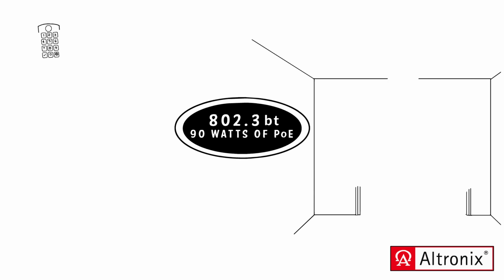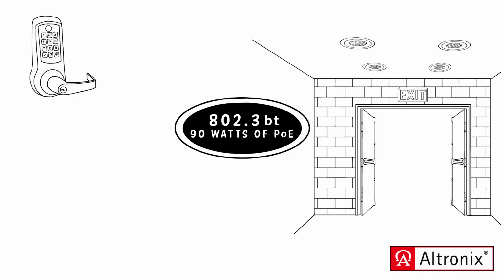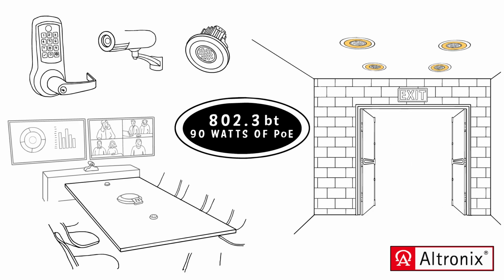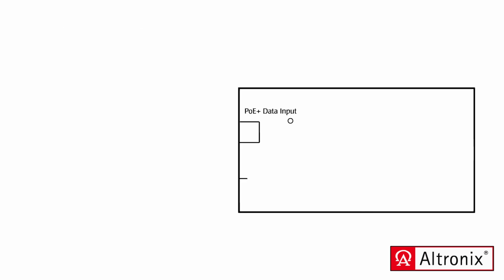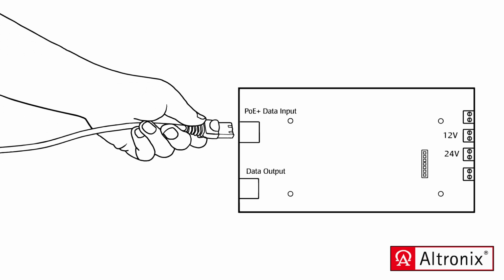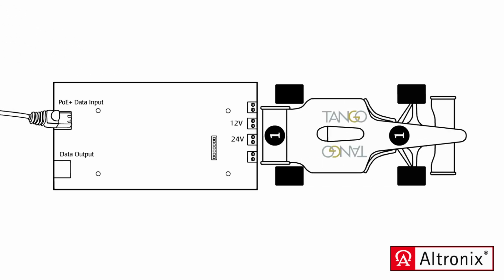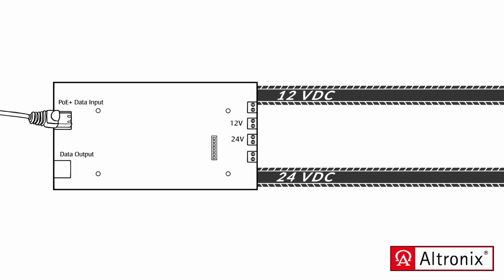4PPoE provides up to 90 watts per port and can be used for powering access controllers, locking devices, multi-sensor cameras, PoE lighting, and more. Altronics has redefined access control by harnessing the IEEE standard from any 802.3bt injector. Tango transforms PoE to 12 and 24 volts DC simultaneously.